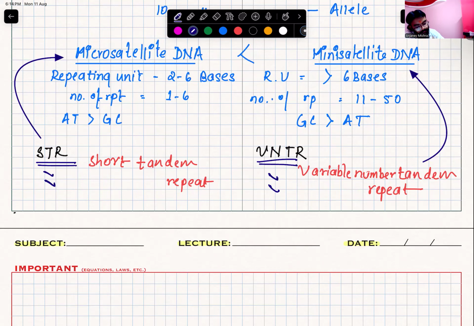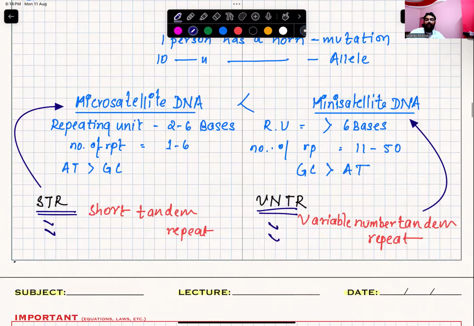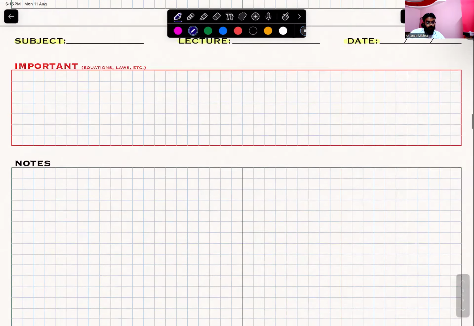Is that okay? So variable number means we are not sure how many times it is going to repeat. Okay. Is this clear till here? Yeah. Okay. Now look over here.